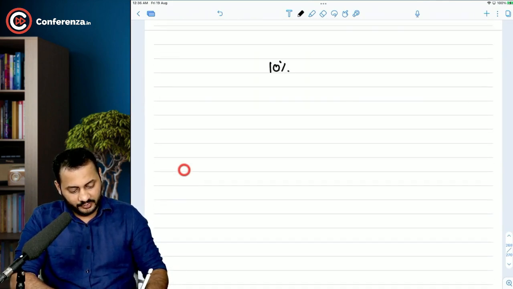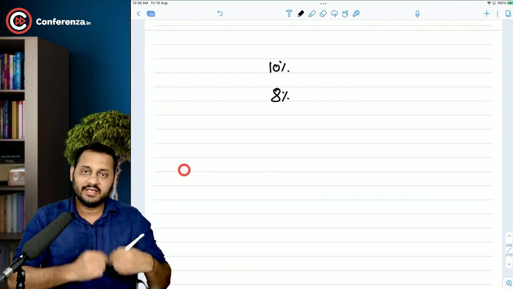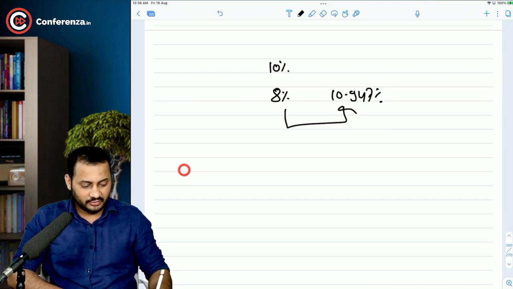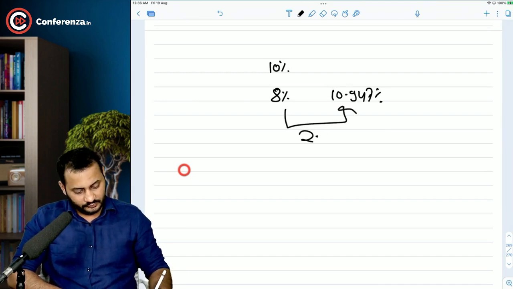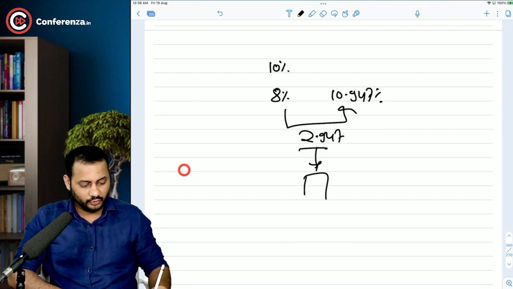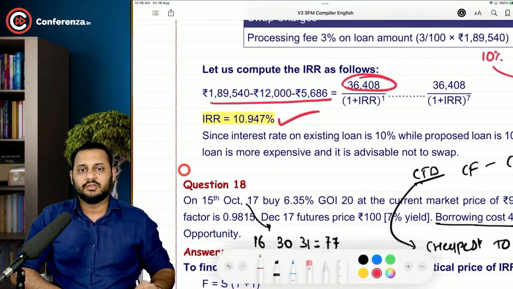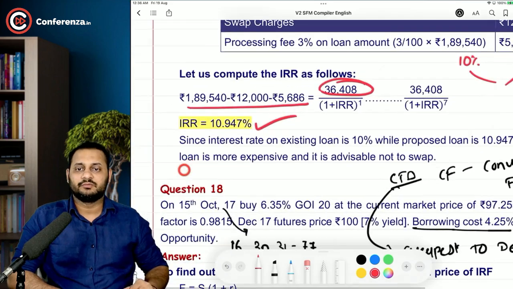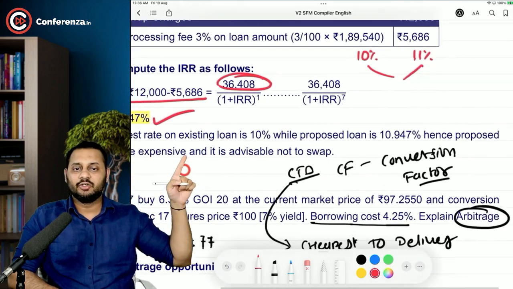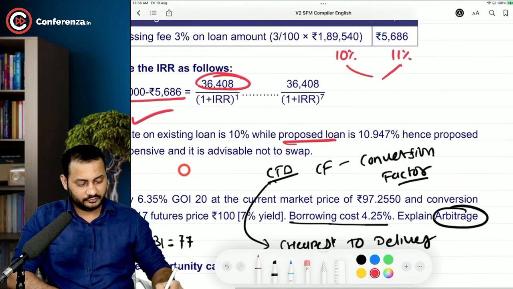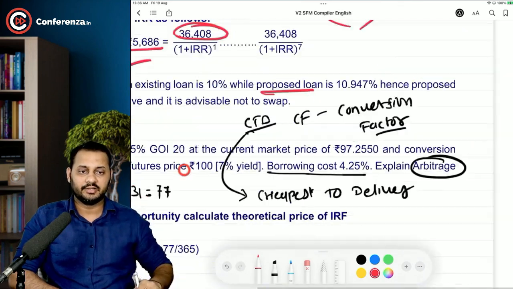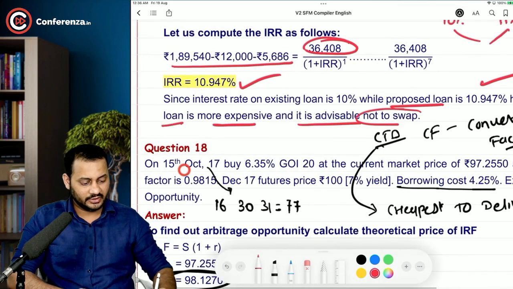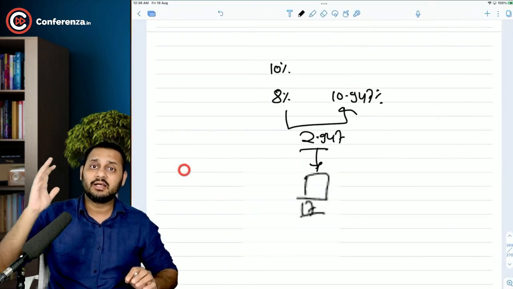So practically this is happening. Right now you are paying 10%. The new interest rate looks like 8%, but it is actually 10.947%. And the difference of 2.947 is all because of those two charges, 17,000 total. This 12,000 and 5,686, 17,686. Since interest rate on existing loan is 10% while the proposed loan, after deducting the expenses, is 10.947%, hence proposed loan is more expensive, it is not advisable to swap. And this happens in practical life, I tell you.